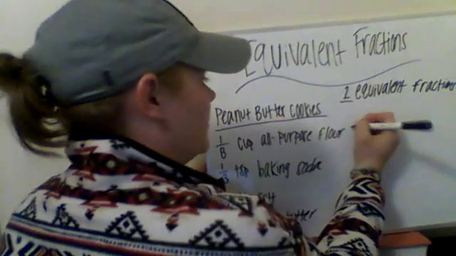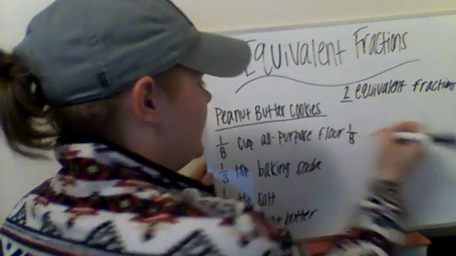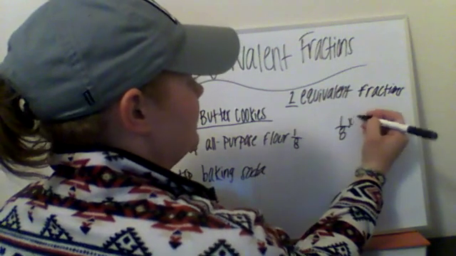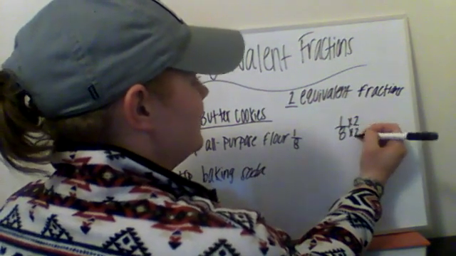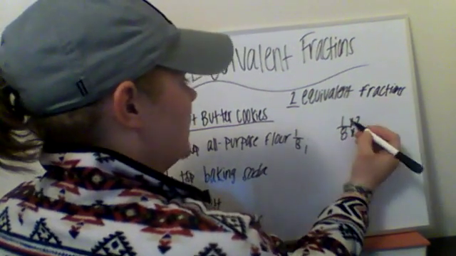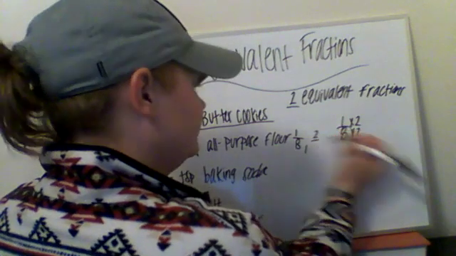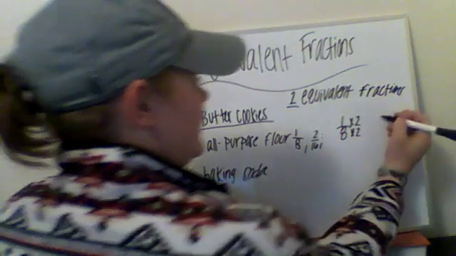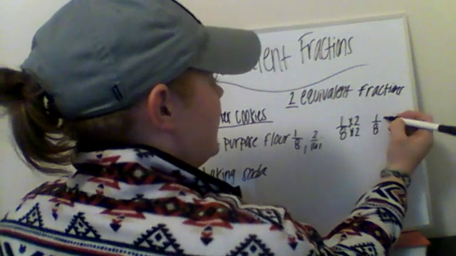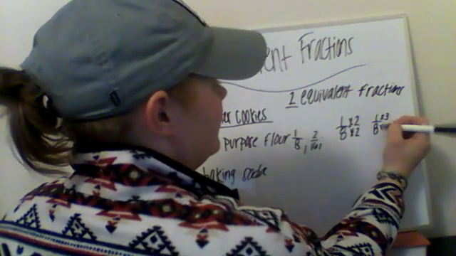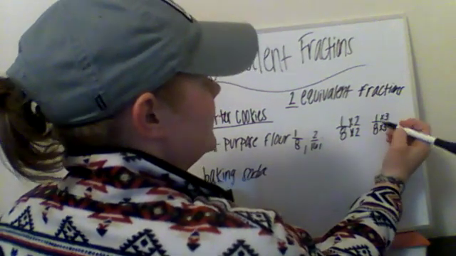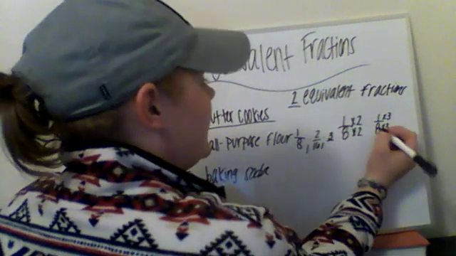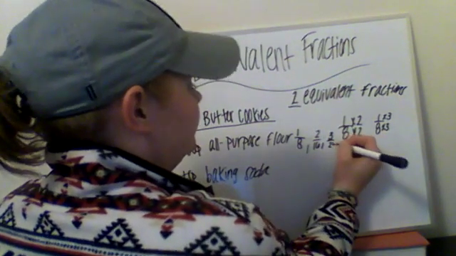So let's start with 1/8, okay? So if I have 1/8, and I start with multiplying my numerator and denominator by 2, 1 times 2 is 2, 8 times 2 is 16, okay? Then 1/8, and I multiply it by 3 on the numerator and denominator. 1 times 3 is 3. 8 times 3 is 24.